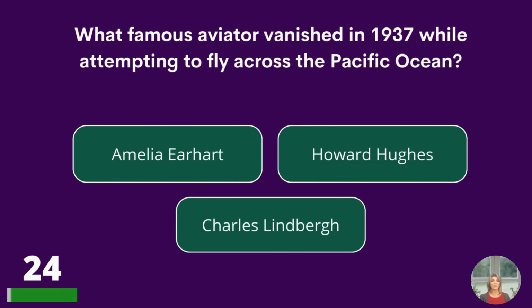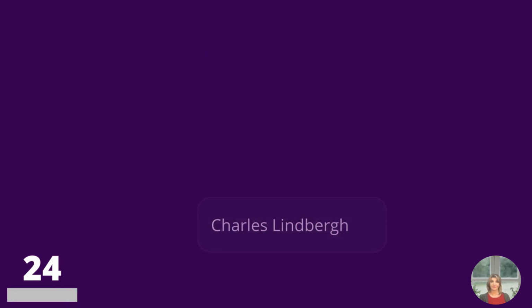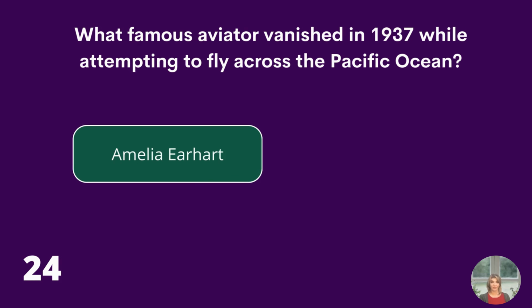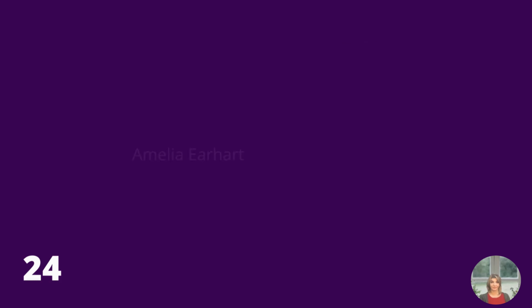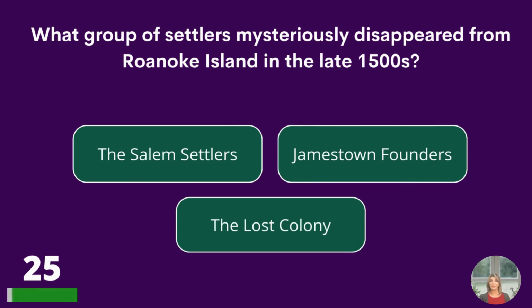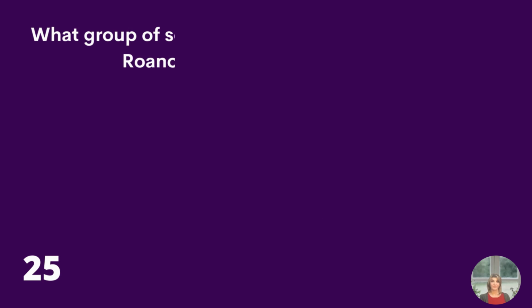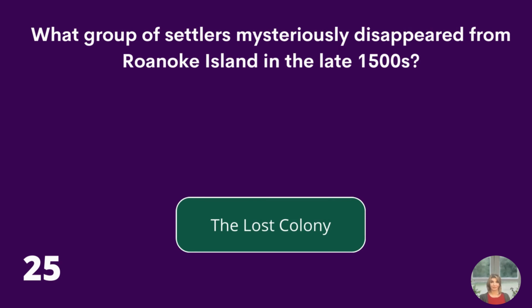What famous aviator vanished in 1937 while attempting to fly across the Pacific Ocean? Amelia Earhart. What group of settlers mysteriously disappeared from Roanoke Island in the late 1500s? The Lost Colony.